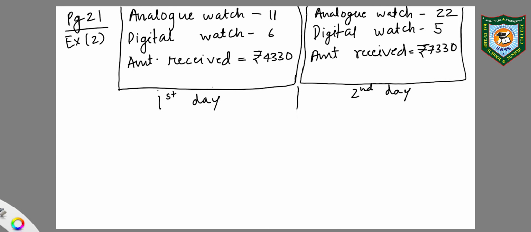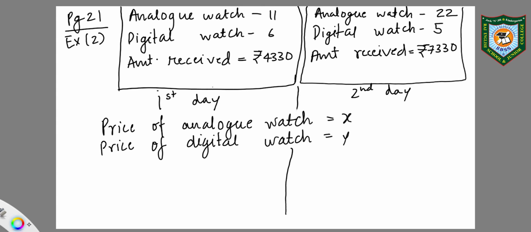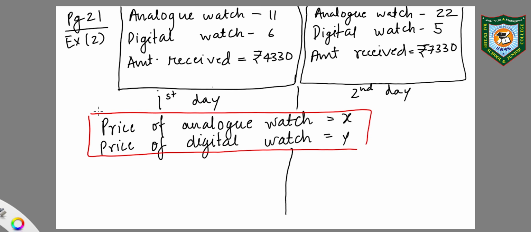So let's say price of analog watch is equal to x, and price of digital watch is equal to y. Now I'll highlight this so that this does not make any hindrance for us.